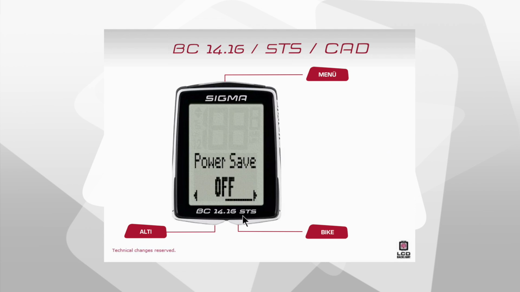Press the menu button and make your selection using the bike or ALTI button. Then confirm with the menu button. The next menu item is NFC, Near Field Communication. Using the NFC chip integrated in the computer, the data of a trip can be read out directly on the smartphone by radio transmission. Press the menu button and turn NFC on or off with the bike or ALTI button. Then confirm with the menu button.